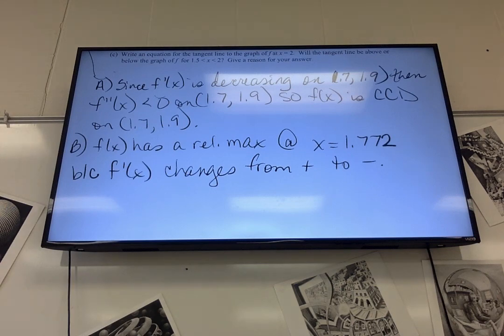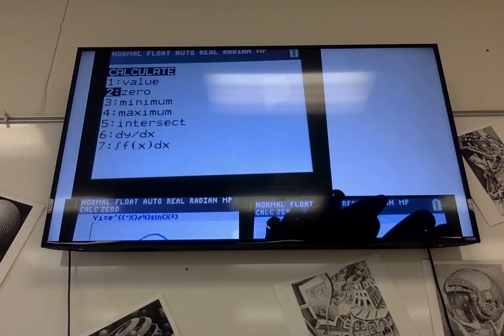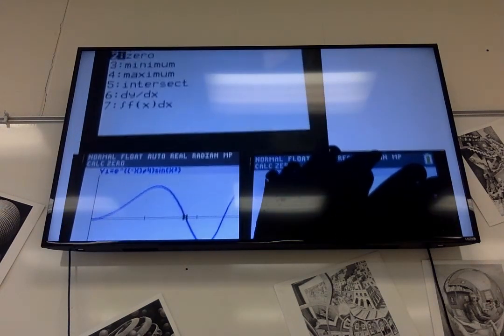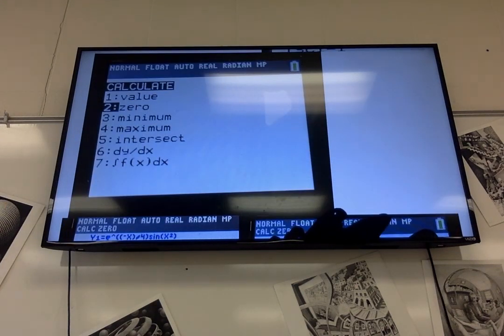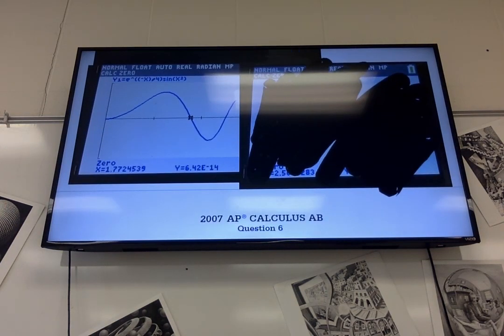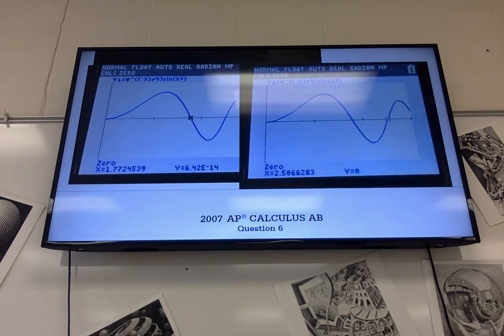Okay, so now let's do the minimum. Now I click second. So you just do it again. We do second, trace, we're finding the 0. Left bound, right bound, we're just using that other point.